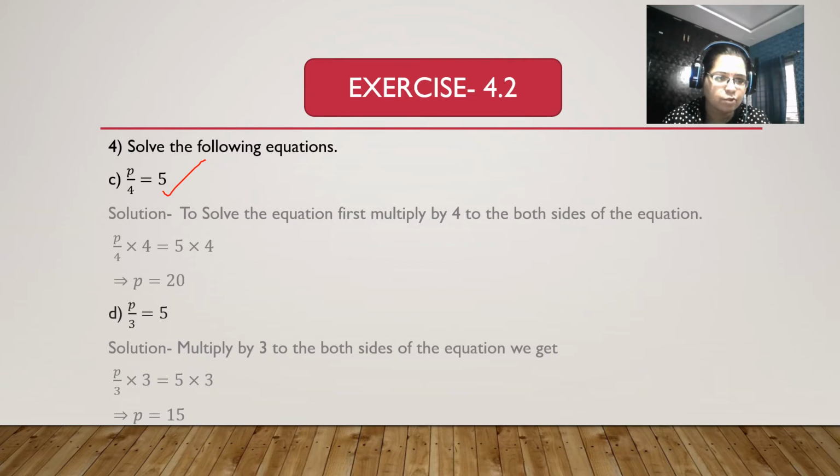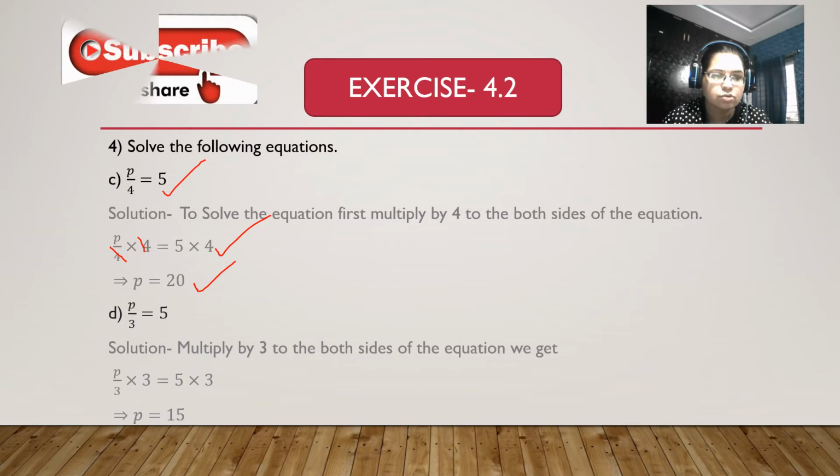p divided by 4 multiplied by 4 equal to 5 multiplied by 4, and the 4 and 4 cancel, so we get p multiplied by 1, that is p equal to 5 multiplied by 4 is 20. So we get p equal to 20. The value of the variable p is 20, and the solution of this equation is p equal to 20.